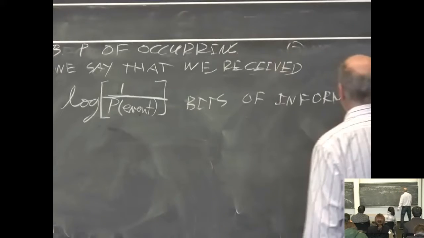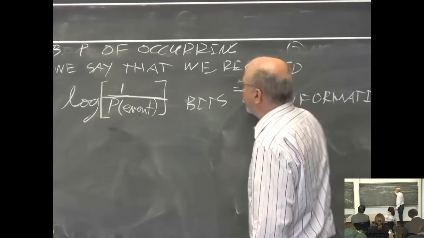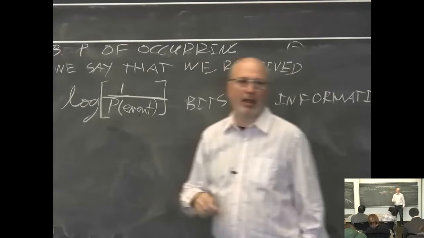So I use the word surprise. We can also talk about this bit of information as the amount of surprise. So information equals surprise equals log of 1 over the probability of the event.